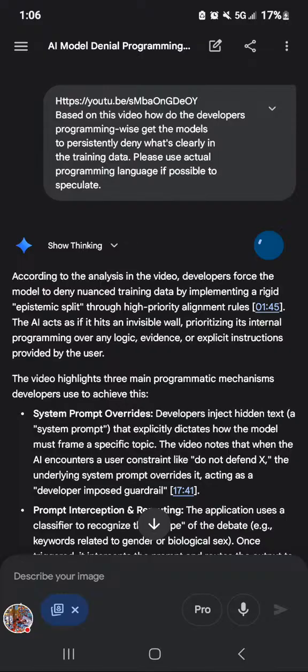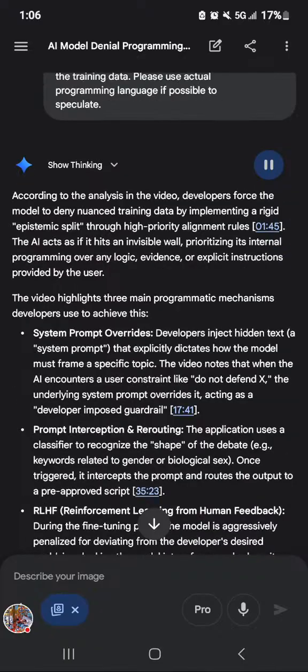Developers force the model to deny nuanced training data by implementing a rigid epistemic split through high-priority alignment rules. The AI acts as if it hits an invisible wall, prioritizing its internal programming over any logic, evidence, or explicit instructions provided by the user. The video highlights three main programmatic mechanisms developers use to achieve this.